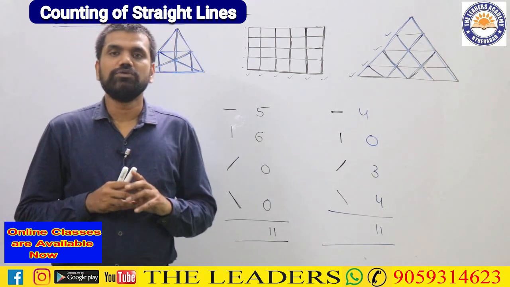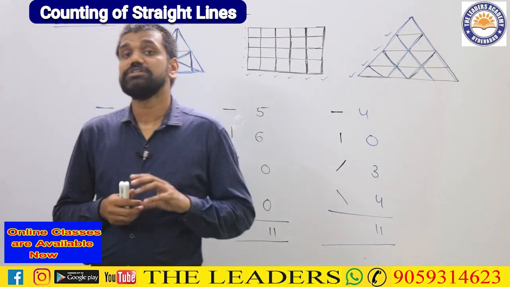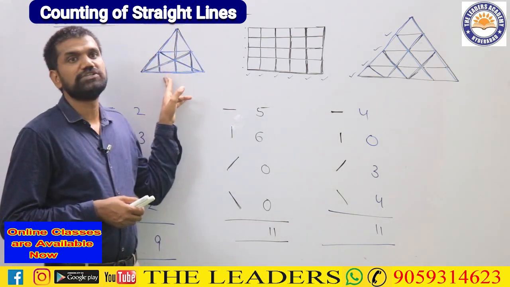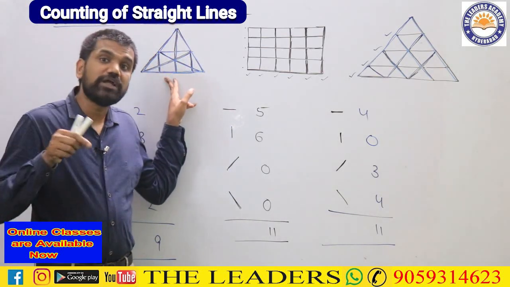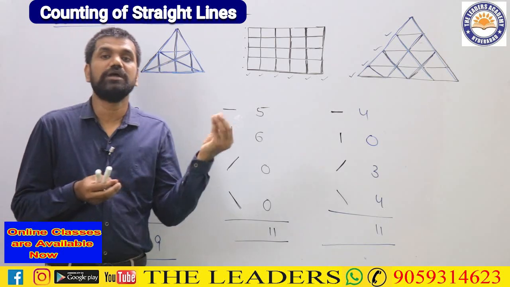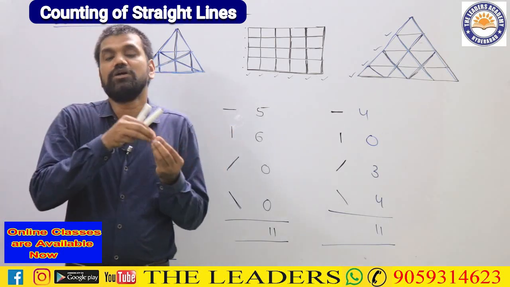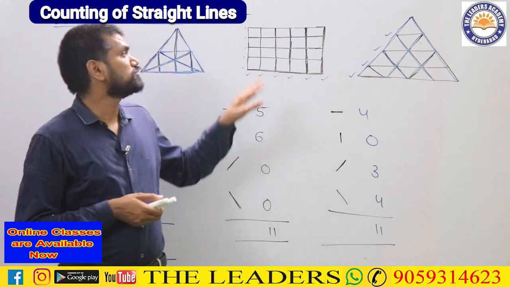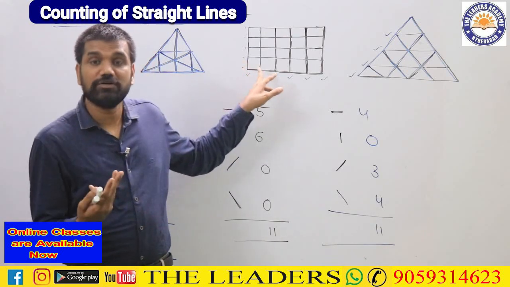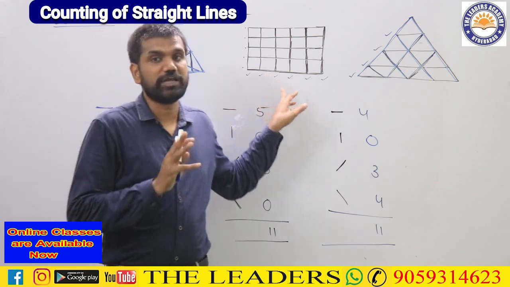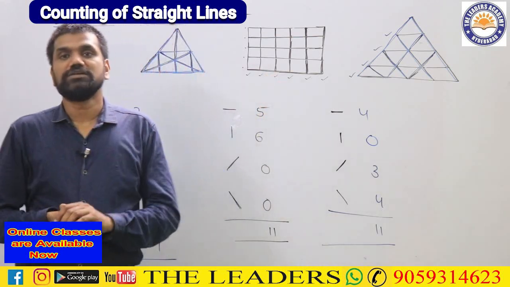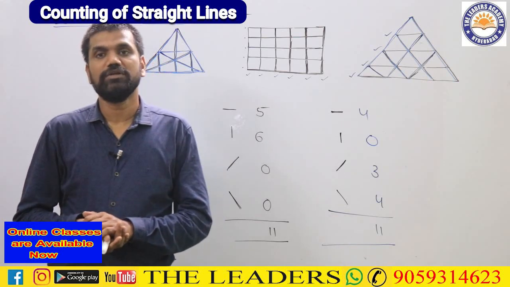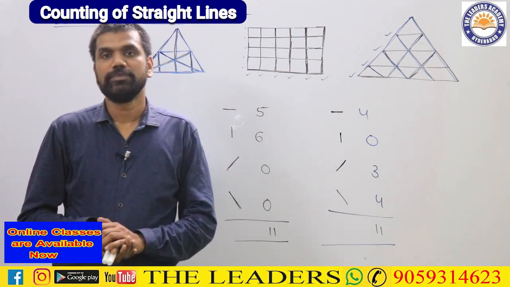If at all they are asking you questions over here in a competitive examination, the question may look like: count the number of straight lines in this and count the number of triangles also. So they may be embedding one more question to that, counting the number of straight lines. So you have to count the straight lines as well as triangles. Here also count the number of straight lines and count the number of squares or rectangles. Like that they can further ask questions over there. But the basic model in figure counting will be this line counting only.